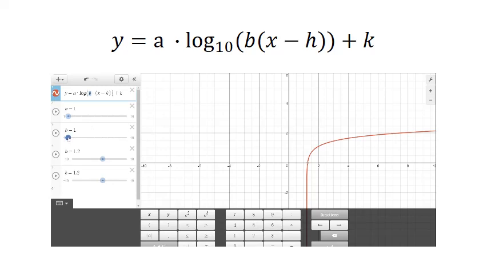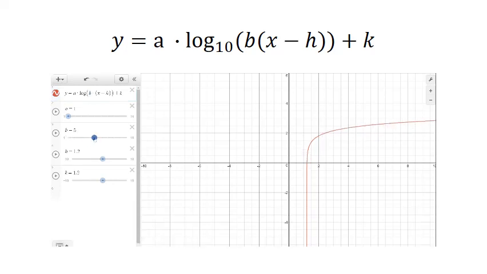So let's notice what's happening in the horizontal direction. It looks like as b gets larger, we're pushing the graph in from the right. And as b gets smaller, it looks like we're pulling it towards the right. So this is going to end up being either a horizontal stretch, in other words, we're pulling it horizontally, or a horizontal compression, in other words, we're pushing it horizontally.